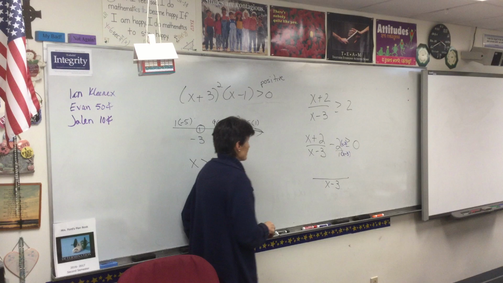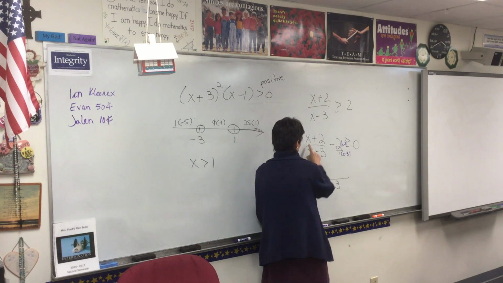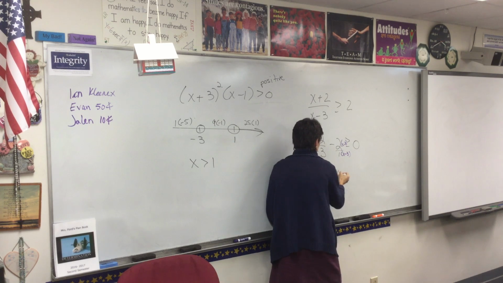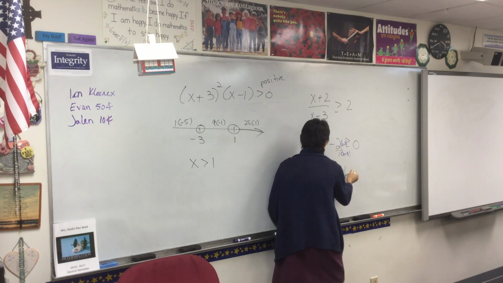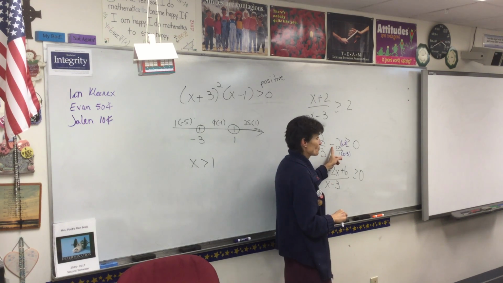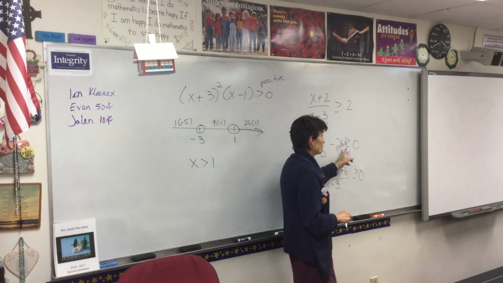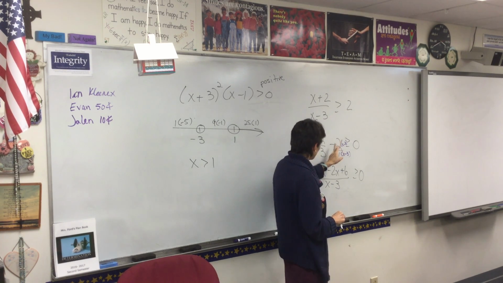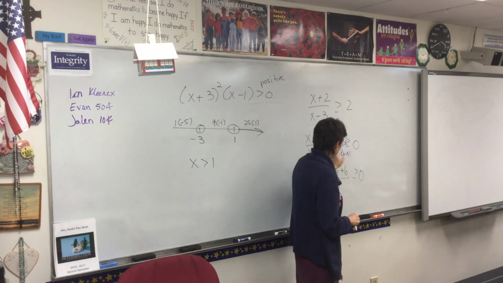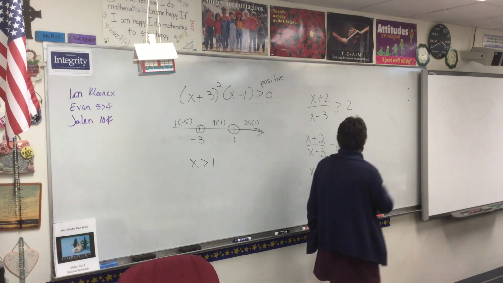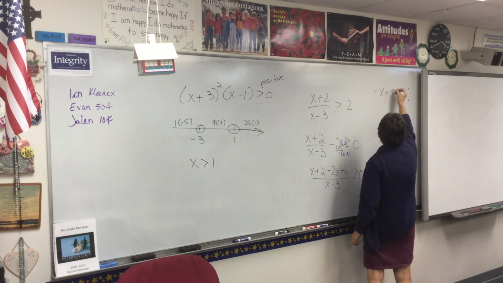Now the numerator, be really, really careful with. You have x plus 2 minus 2x plus 6. You're always going to be distributing a negative here because you're always going to subtract this number over. So you're going to have a minus. You need to remember to distribute that. So negative x plus 8 over x minus 3.